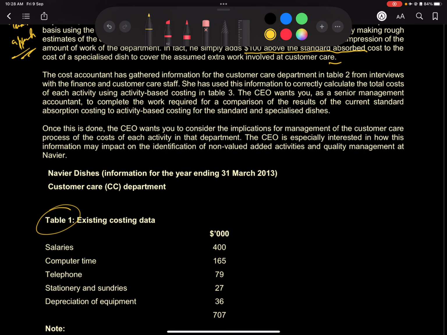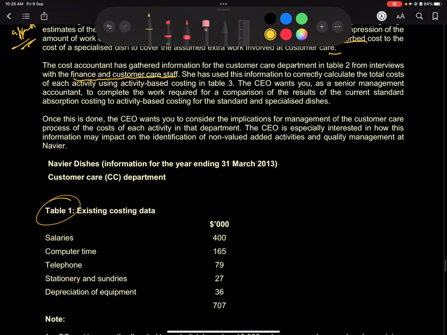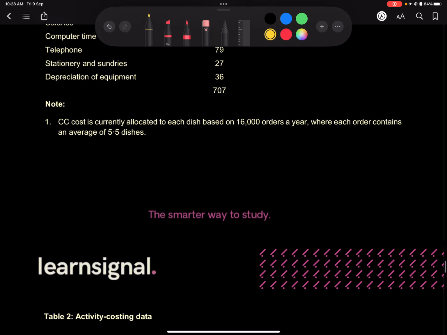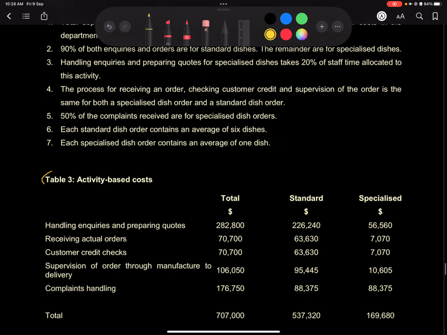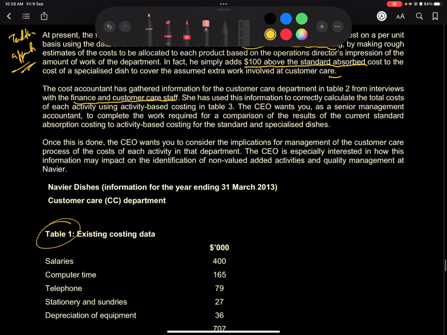Next, the cost accountant has gathered information for this customer care department in table 2 from interviews with finance and customer care staff. So that's what we are primarily assessing. She has used this information to correctly calculate the total cost for each activity using activity based costing in table 3. So she has already used it and done an activity based costing as well. We will look at it, don't worry.